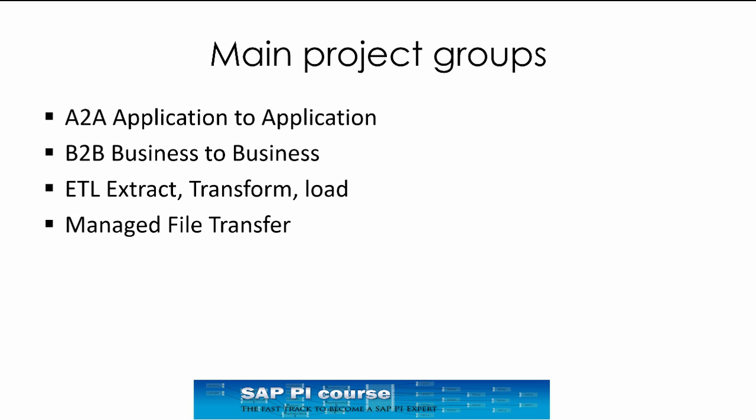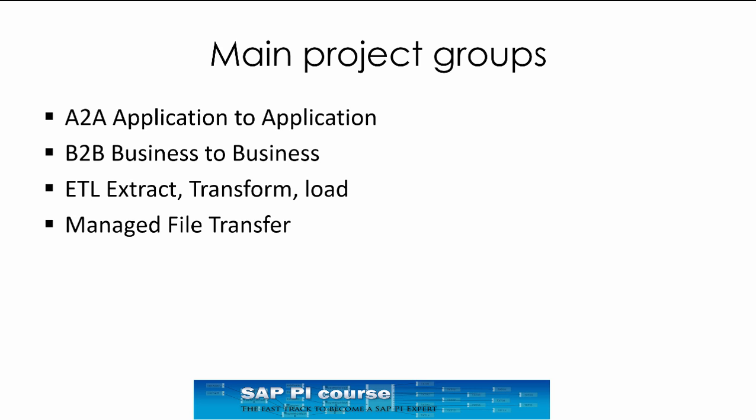So the main project groups that I've been engaged with in the PI system are the following. It's A2A, application to application integration, and this is where you have two types of applications internally, and you want these to talk together. It could be the SAP system that you want to send purchase orders or orders to a warehousing system, so the warehousing system can handle these requests.